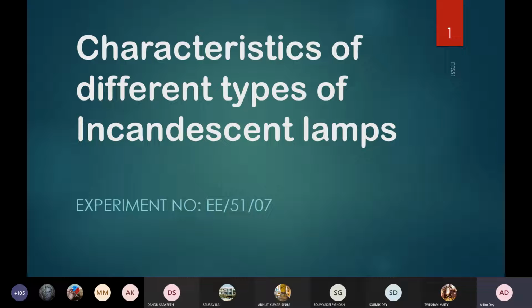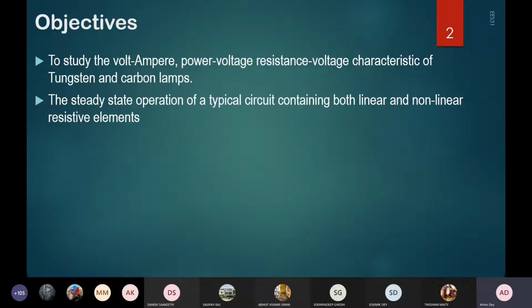Looking at their value, we can say whether the resistance is constant, or whether it has a positive or negative temperature coefficient. We'll understand those things from the VI characteristics, and also do the steady state operation. We'll see experimentally the value of current or voltage drop across the two lamps connected in parallel, and cross check from the VI characteristics, which we obtain by varying the source voltage, input voltage or excitation voltage. So these are your objectives.